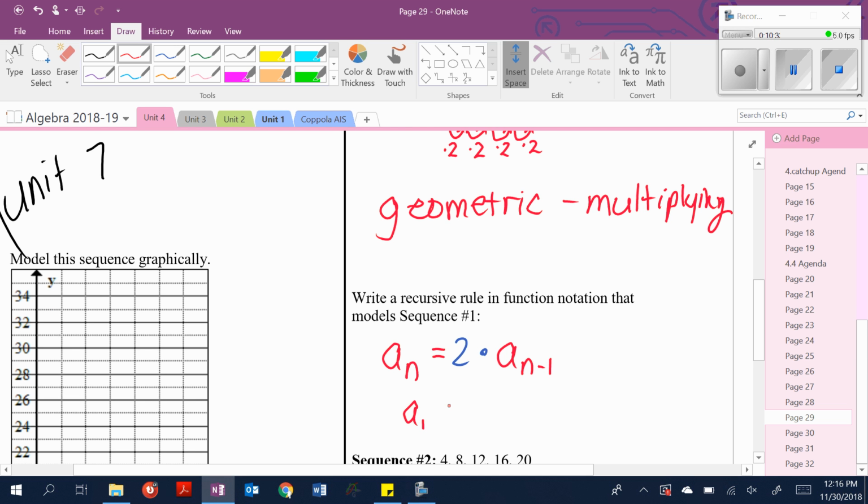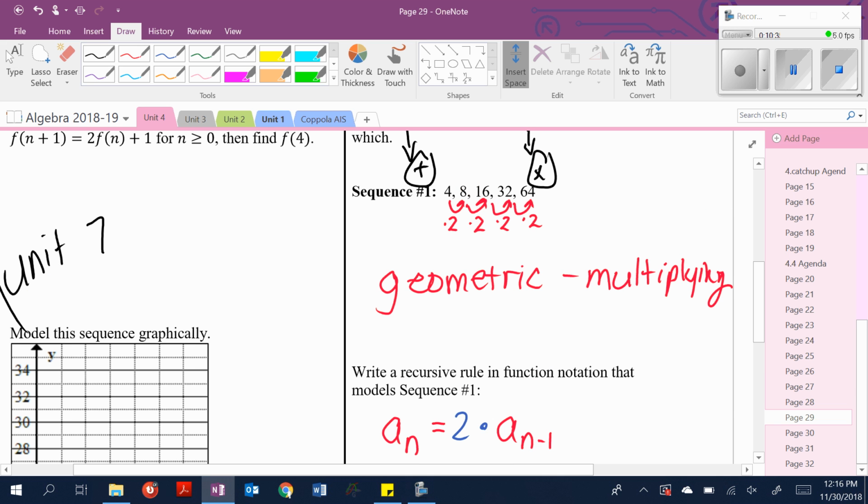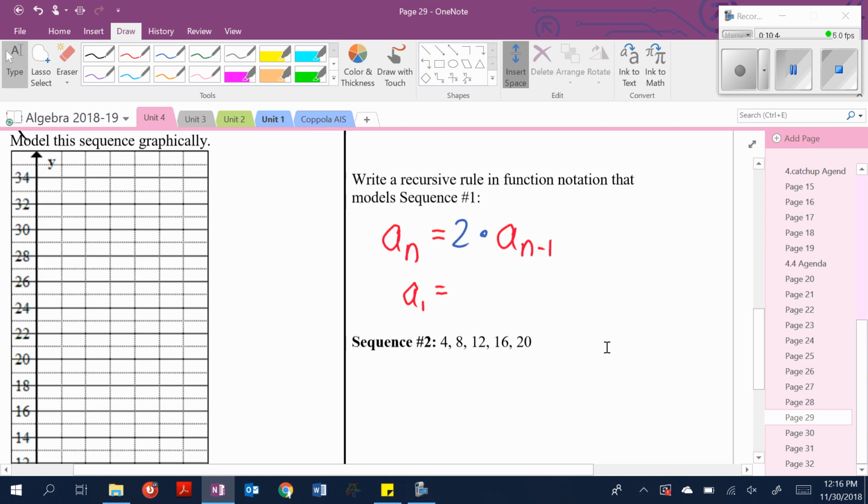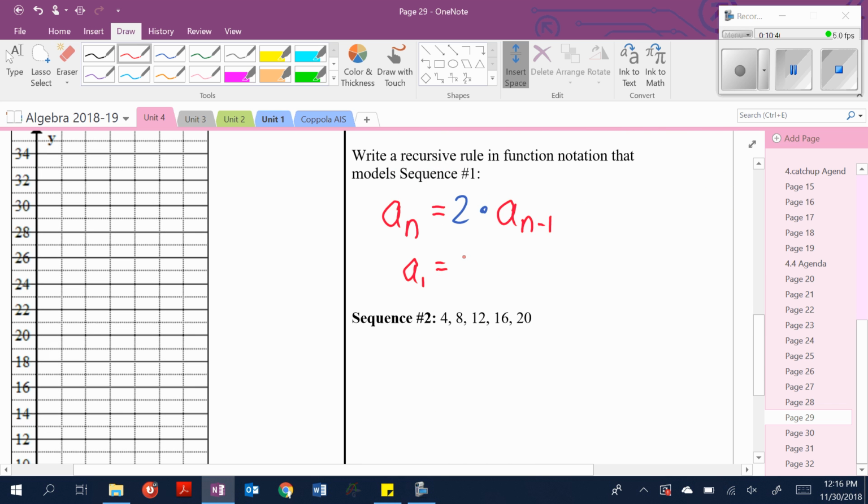So the first starting value is 4. And I don't know why my screen is frozen. Let's see if I can get down. Here we go. Is 4.